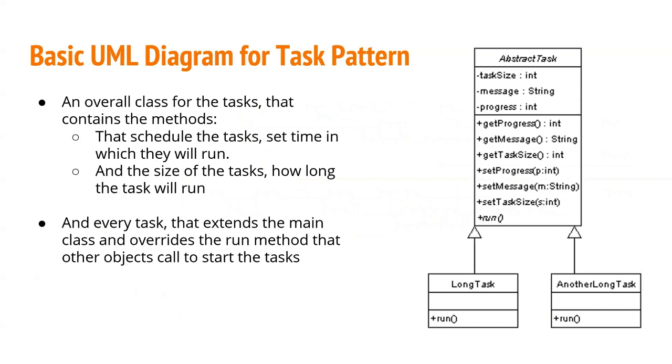So here is a basic UML diagram for just a task pattern itself. There's an overall class for the task that contains methods that will actually schedule the task and set the time in which it will run, and the size of the tasks, basically how long the task will run. The specific tasks are extended from the main class, and each overrides the run method that is put into the main class. So each task has its own run method or execution method so that the task can actually perform.